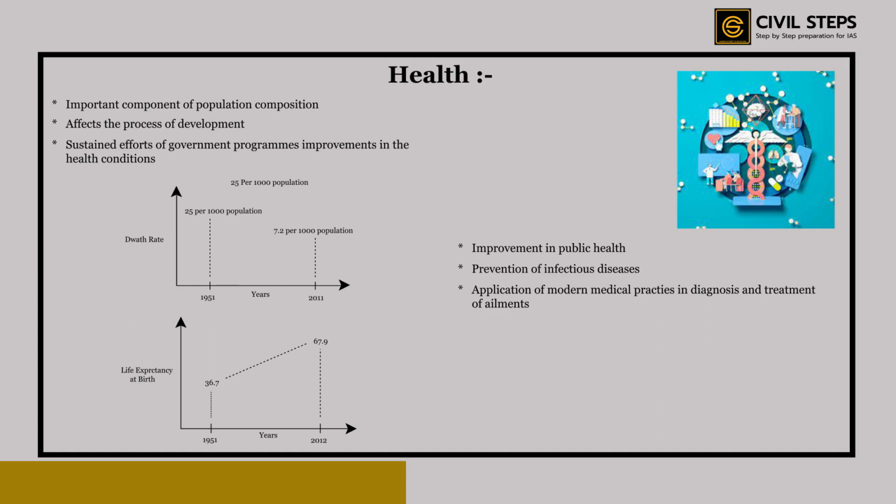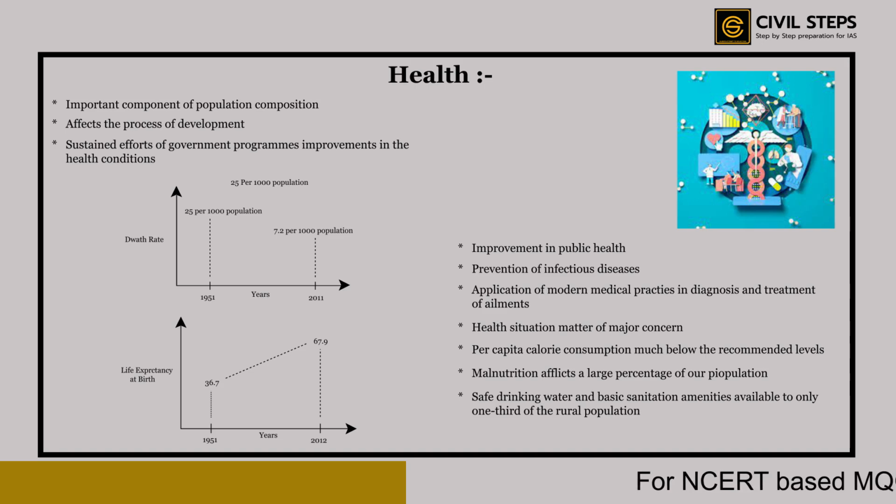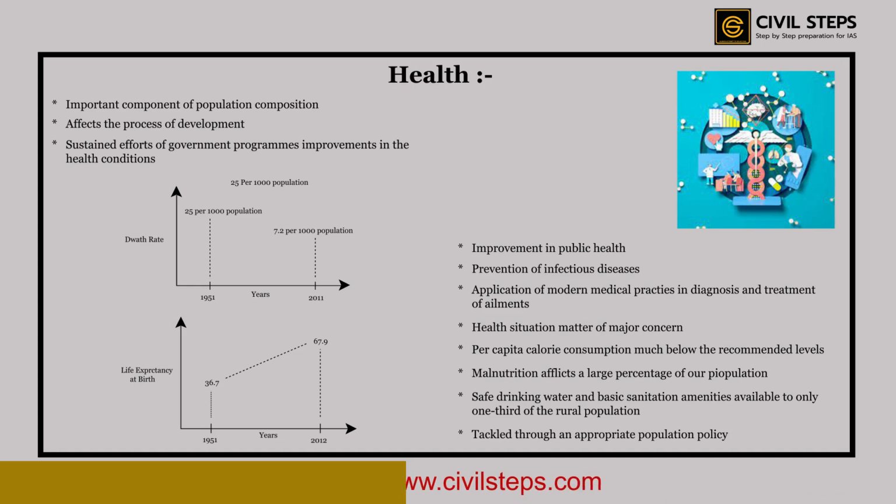Despite considerable achievements, the health situation is a matter of major concern for India. The per capita calorie consumption is much below the recommended levels, and the malnutrition afflicts a large percentage of our population. Safe drinking water and basic sanitation amenities are available only to 1/3 of the rural population. These problems need to be tackled through an appropriate population policy.